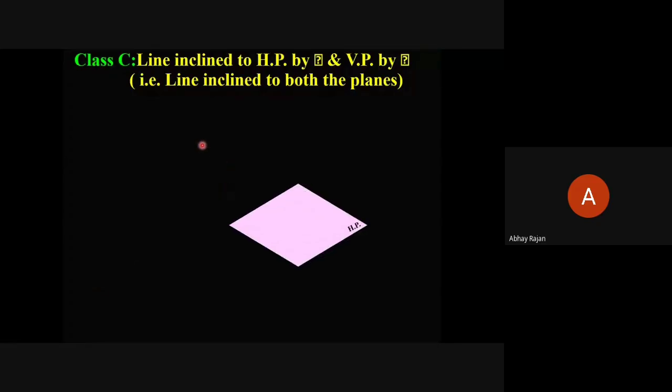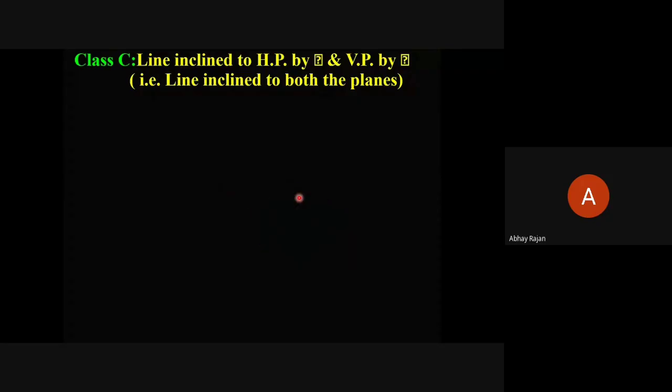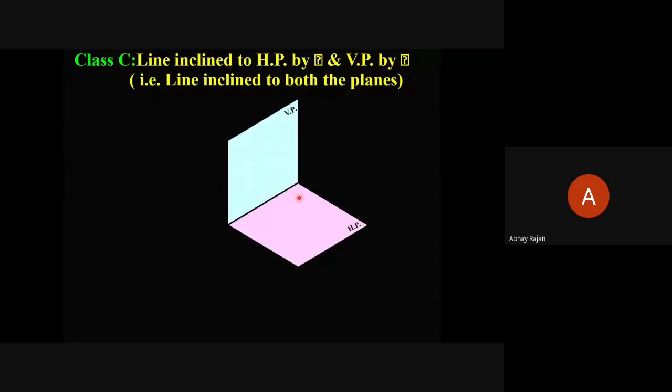So we will see this now. Initially we will see how the line is located. This is going to be your HP, your HP is here and your VP will be here, and this is going to be your XY line. The line joining these reference planes is the XY line, and this is your line AB. This line is in such a way that it has an inclination with HP as well as an inclination with VP.